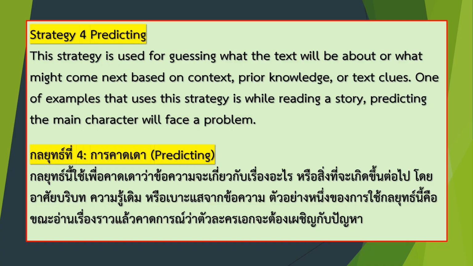Strategy 4. Predicting. This strategy is used for guessing what the text will be about or what might come next based on context, prior knowledge, or text clues. One of examples that uses this strategy is while reading a story, predicting the main character will face a problem.